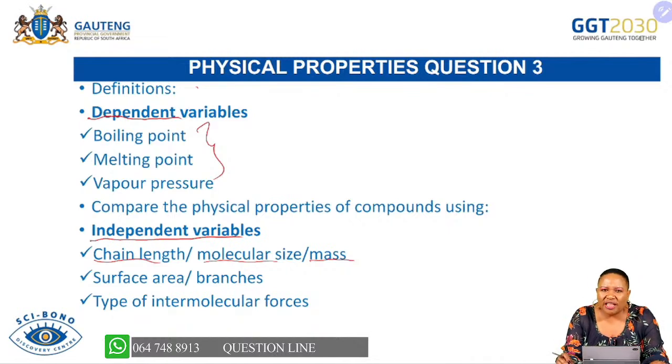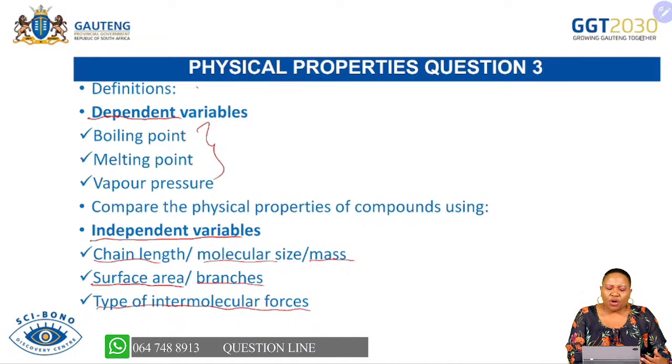That is why we are calling them the dependent variable. They will depend on the mass of the molecule and the chain length of the molecule, because you need to understand the relationship of the boiling point with the mass and the chain length. You also need to understand the relationship of the boiling point, melting point, and vapor pressure with the surface area or the branching, and also the type of the intermolecular forces.